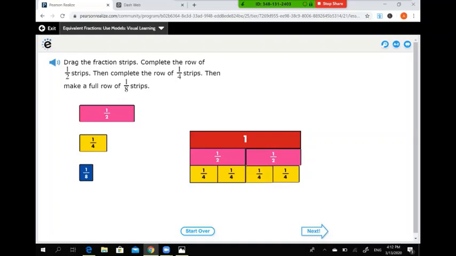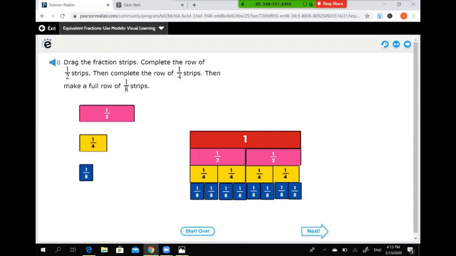To make one whole using 1/8 strips, I should put 8 of them. 1/8, 2/8, 3/8, 4/8, 5/8, 6/8, 7/8, and 8/8, which is the same as 1.